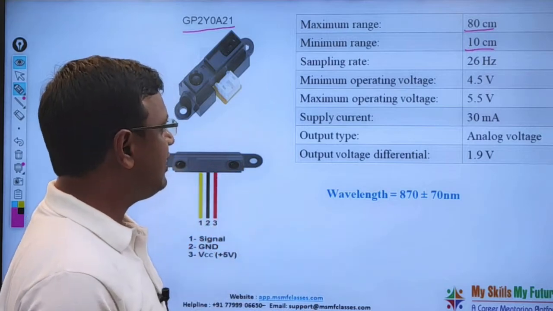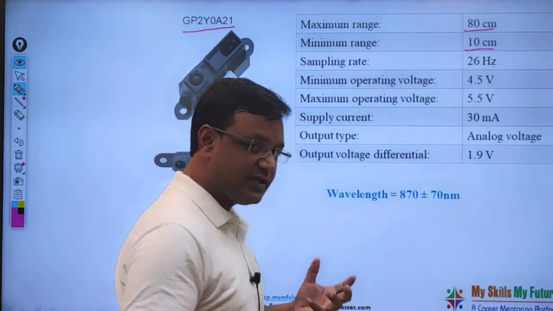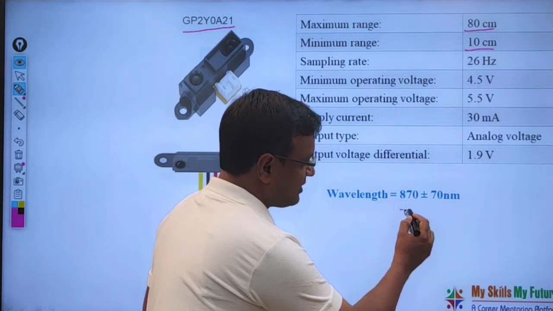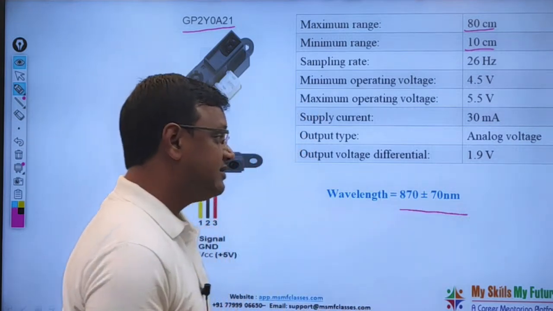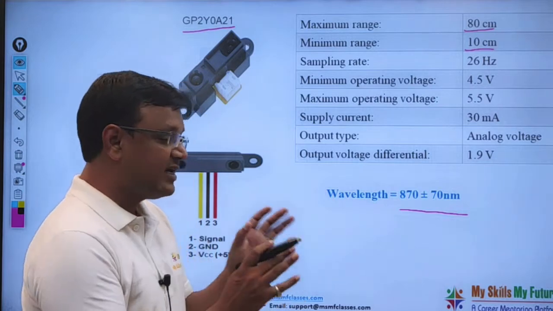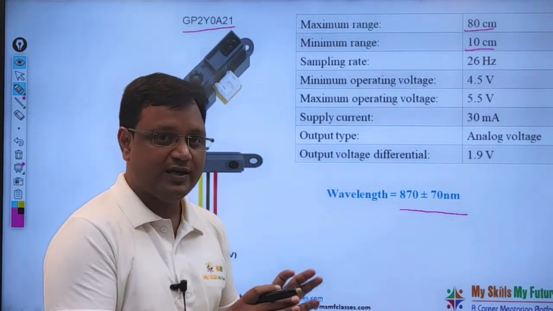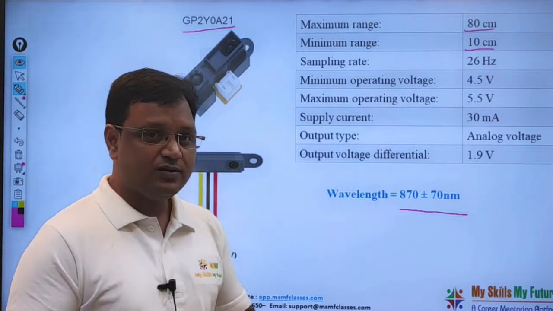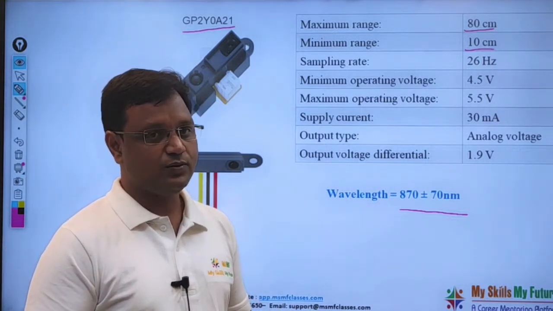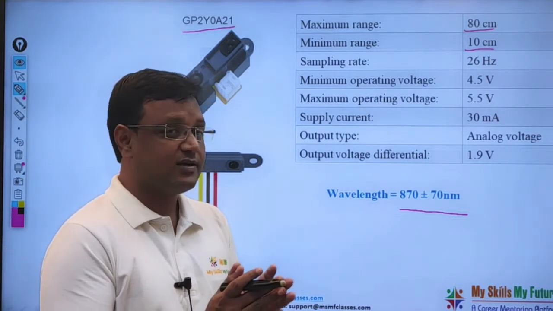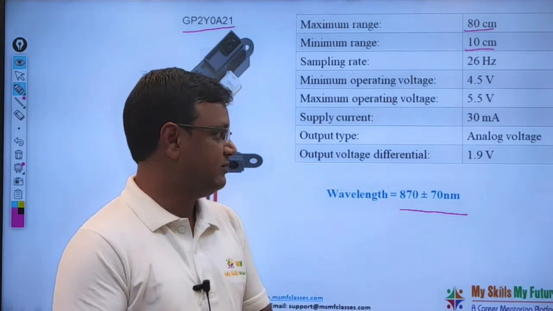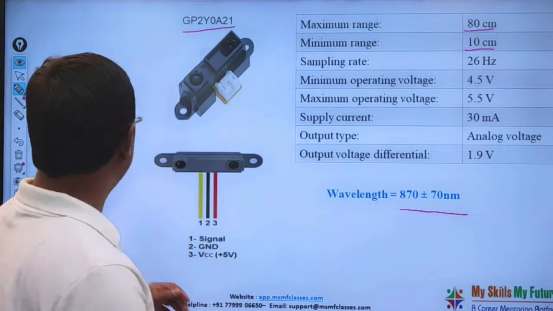And the wavelength, which I have taken from the data sheet, they have mentioned is 870 plus or minus 70 nanometers. So that again falls in the permissible range of an IR sensor. It's okay. So I hope that for the two sensors I have discussed so far, you have understood that the range is very important for us based on the application. Now I move further.